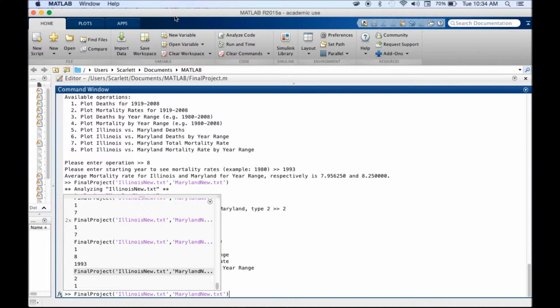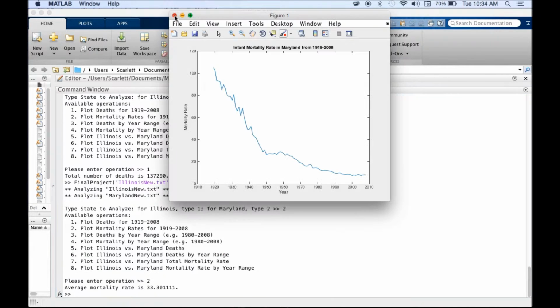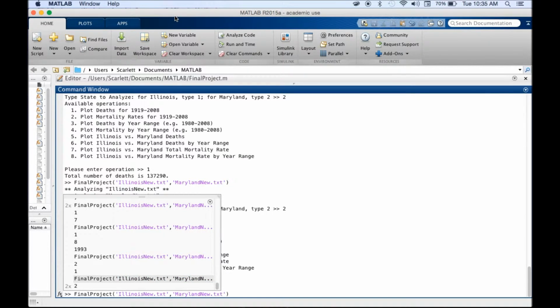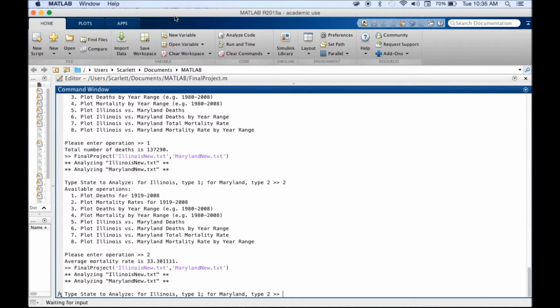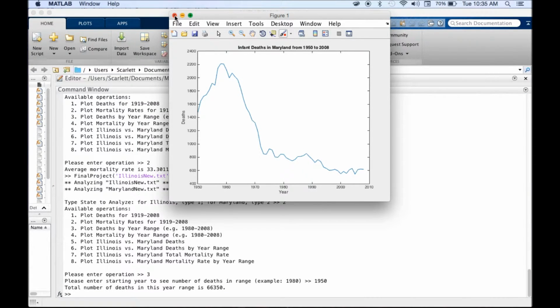Next, for operation 2, which will plot out the mortality rates from 1919 to 2008 for Maryland, can be shown above. For operation 3, which is the plot deaths by year range, the user would be able to input their desired year range. So let's try 1950, and that's from 1950 to 2008.